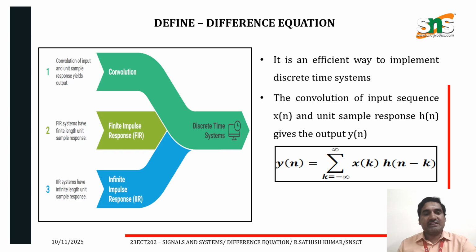Next one, define difference equation. It is an efficient way to implement discrete time systems. The convolution of the input sequence x of n and the unit sample response h of n gives the output as y of n. y of n is equal to summation k is equal to minus infinity to plus infinity x of k into h of n minus k.